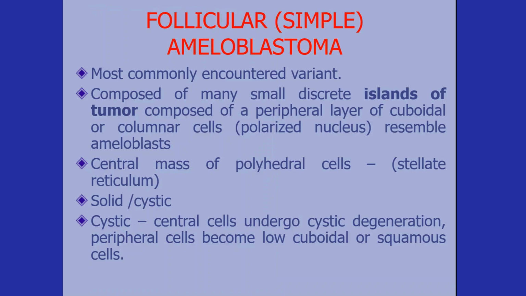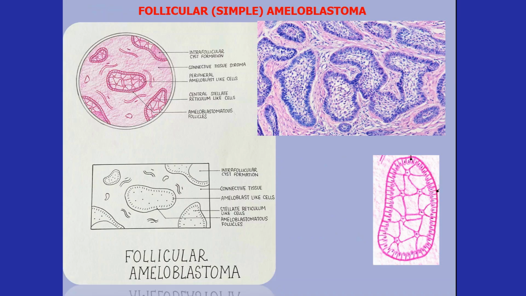It could be a follicular solid variant or the cystic variant. Now, what is the difference with the cystic one? Cystic has central cells which undergo cystic degeneration, and the peripheral cells become low cuboidal or squamous cells. I have a picture which will help you understand.